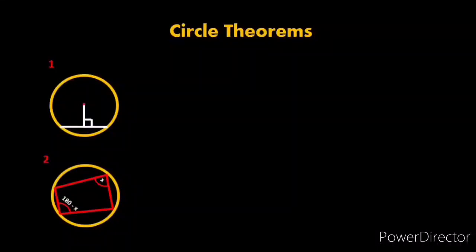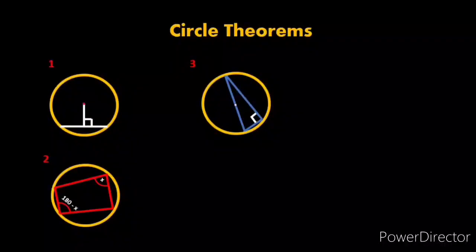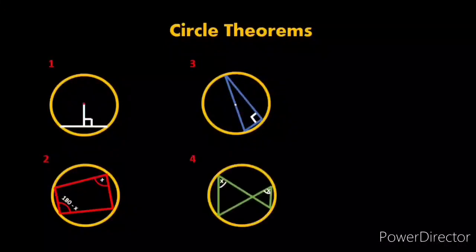Therefore, if one of our points were outside of the circle, this would not be a cyclic quadrilateral and the opposite angles would not add up to 180 degrees. Number 3. The angle in a semicircle is 90 degrees. As we can see, we have a diameter and then we have 2 lines that are connected. Those 2 lines, wherever they meet on the semicircle, will always make 90 degrees.